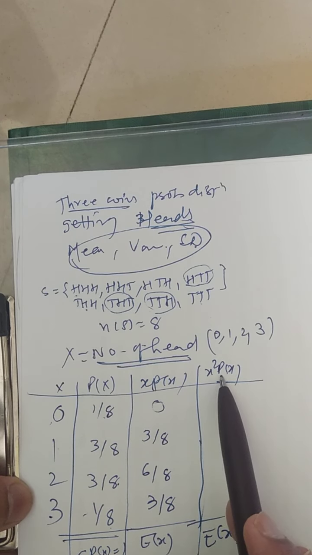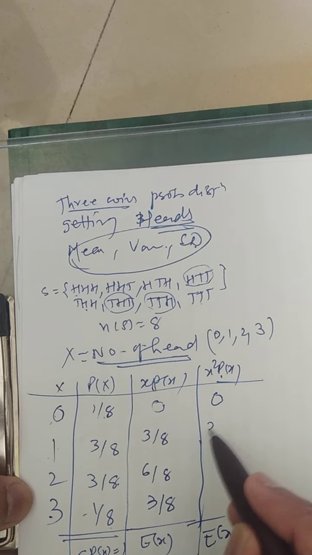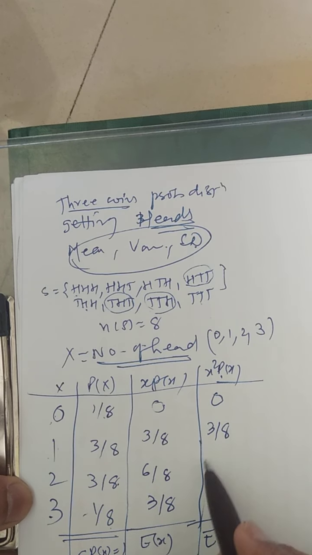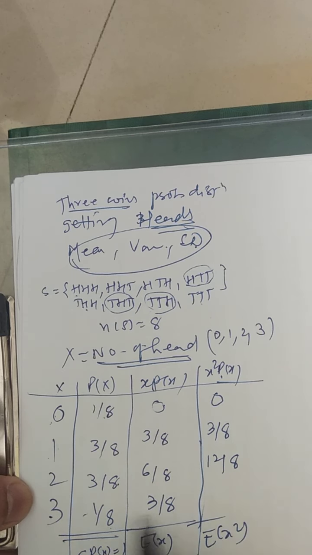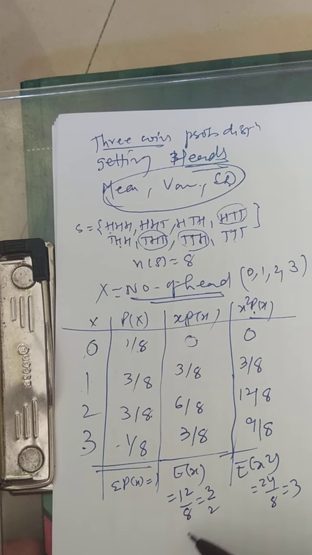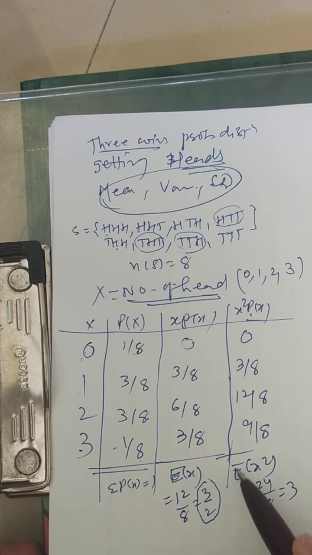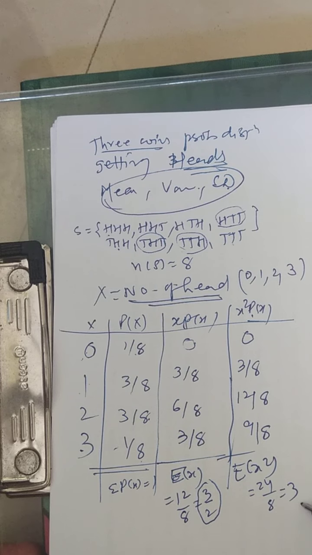Now how to get this column? Multiply this with this, 0. This multiplication, it will be 3 by 8. This multiplication, it will be 12 by 8. This multiplication, it will be 9 by 8. So if you sum up these, you can get E of x and E of x square. If you sum up this column, you are getting 12 by 8. 12 by 8 is nothing but 3 by 2. That is one piece of information, that is nothing but E of x. E is also called expectation. Another one, E of x square. If you sum up this column, you will be getting 24 by 8, which is nothing but 3.